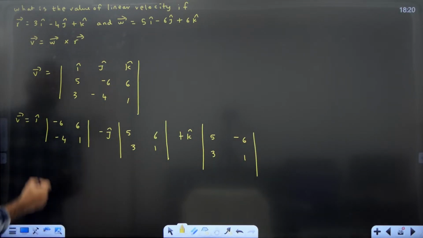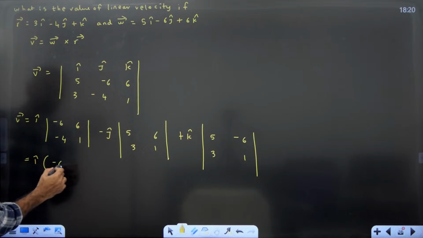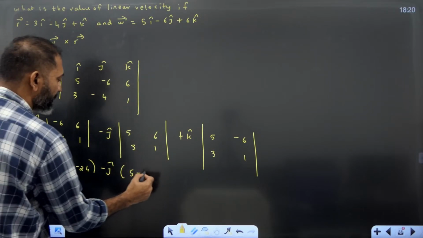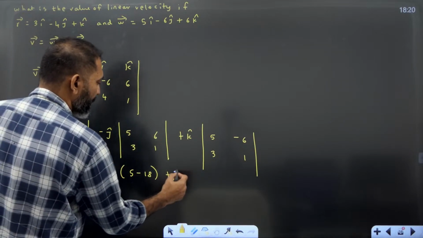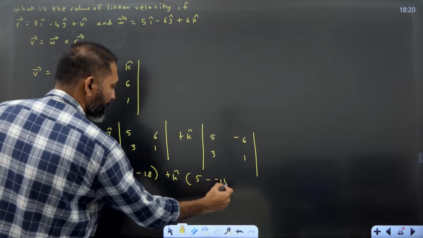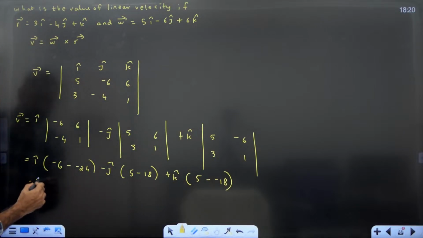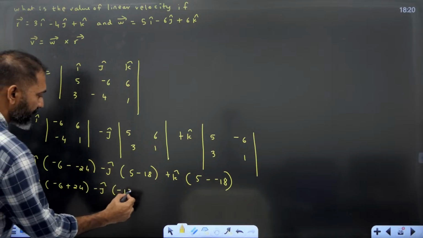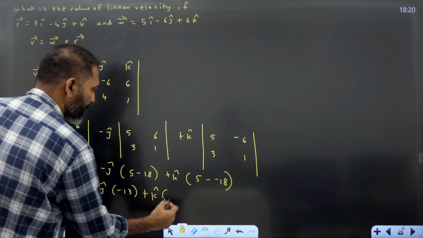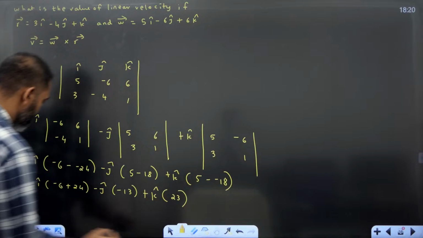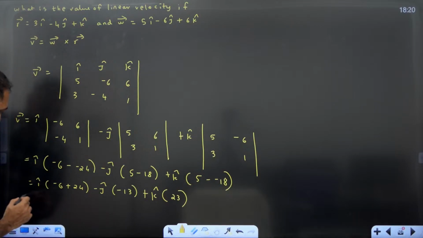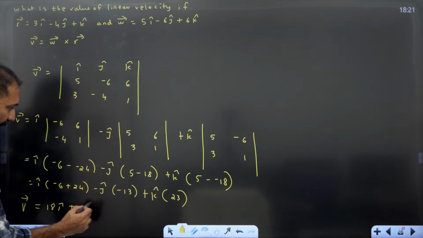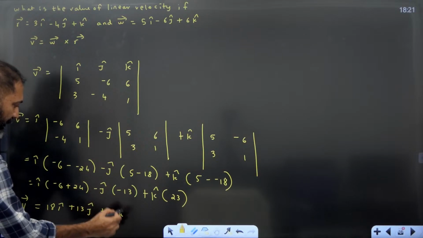Any doubt? So i cap into minus 6 minus 24, minus j cap into 5 minus 18, plus k cap into 5 minus 18. So i cap into minus 6 plus 24, minus j cap into minus 13, plus k cap into 23. So the answer I got is V vector is equal to 18 i cap plus 13 j cap plus 23 k cap.